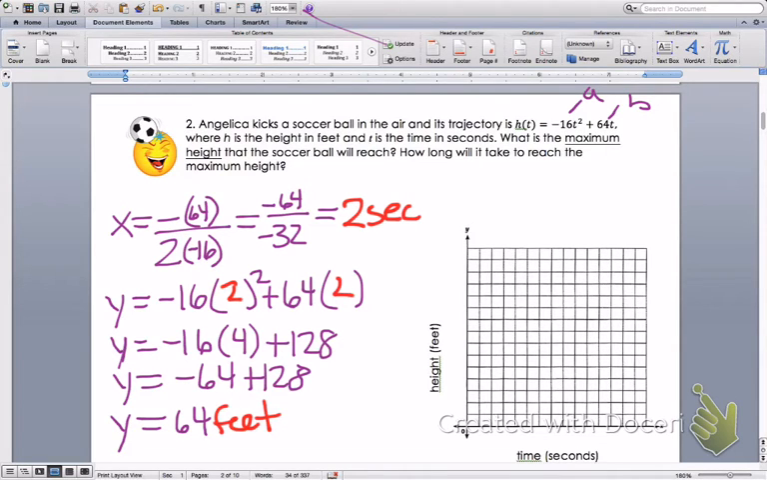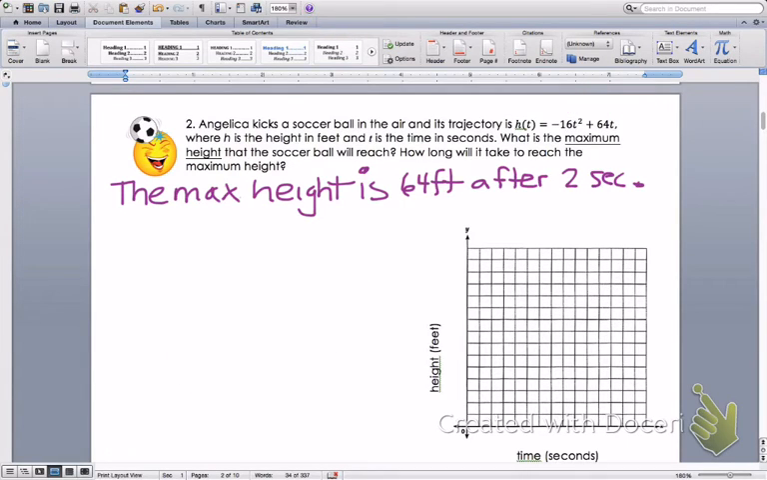So the answer to our question: what is the maximum height? It will be 64 feet. The time will be 2 seconds. So it takes 2 seconds to reach the maximum height of 64 feet. I'm going to write that out. I accidentally cleared out the work, but you should have it. You can always rewind it to see it. So here's our answer: the maximum height is 64 feet after 2 seconds.